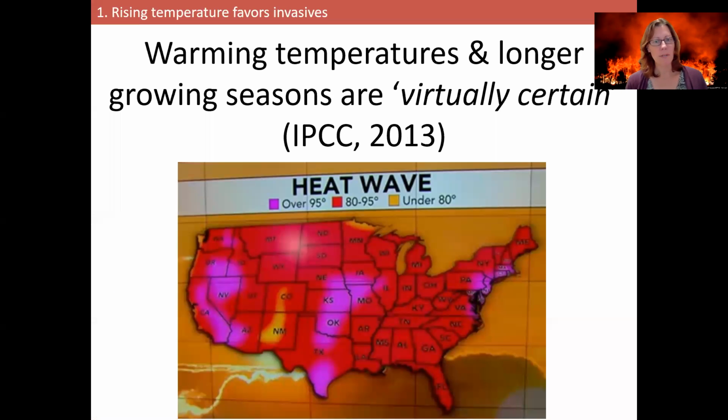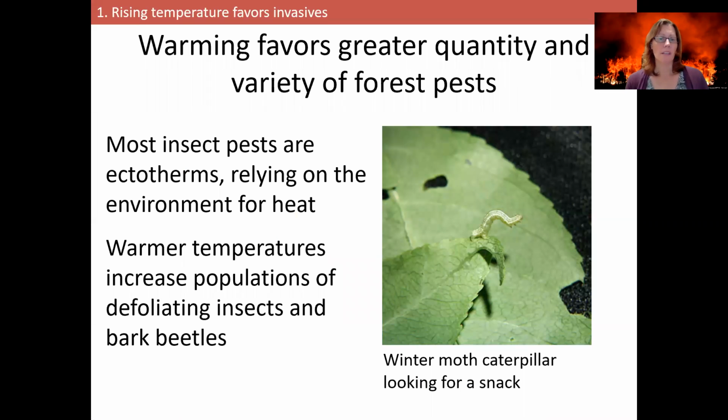So we'll start out with that first topic, and this is actually a little outdated, the Intergovernmental Panel on Climate Change in 2013 said that warming temperatures, longer growing seasons are virtually certain. That has not changed, still virtually certain, already being observed. So what happens to species when you have longer growing seasons and warmer temperatures? Well, one thing that we know is that warmer temperatures favor more variety and more individuals, so larger populations of forest pests.